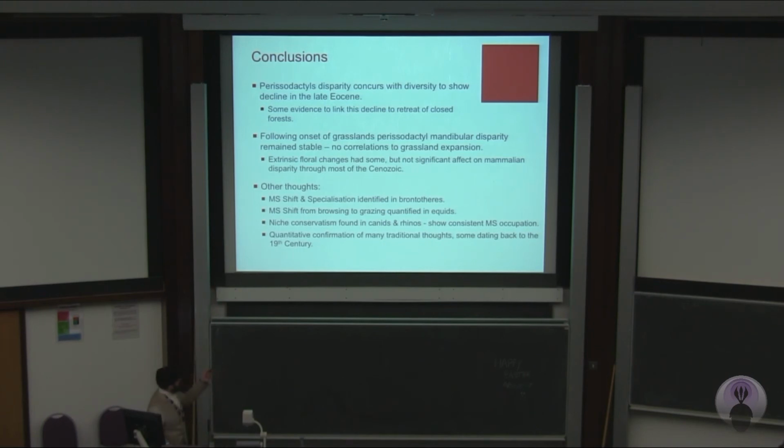And here's just a recap of what we found in our morphospace plots. So specialization in brontotheres towards the end of their range, browsing to grazing shift quantified in the equids, and of course niche conservatism in the canids and the rhinos. And indeed many of our results have actually given quantifiable data to many traditional assumptions. I mean, you can't just take these things for granted nowadays. If you want to make new hypotheses on these, you need data for them, and that's what we've done here.